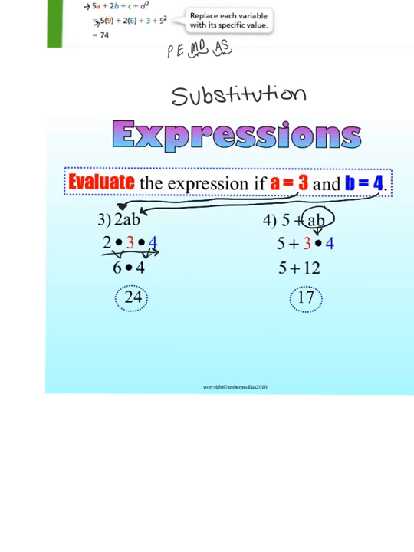Then you have to follow order of operations. So you are going to have to multiply first. They take 3 times 4 and get 12. Then you're going to add. So your expression simplified would be 17.